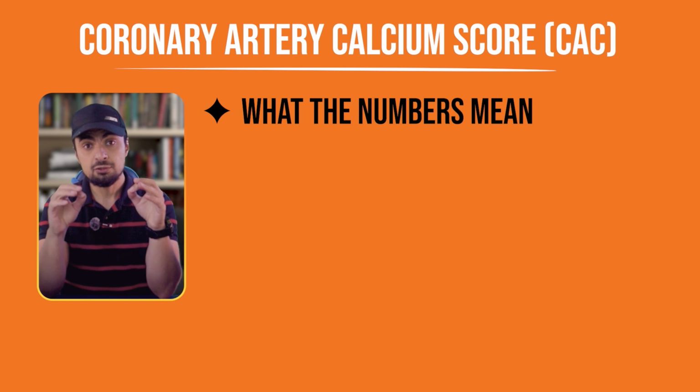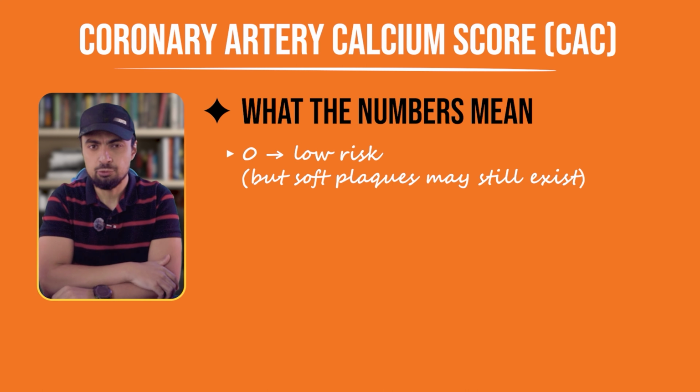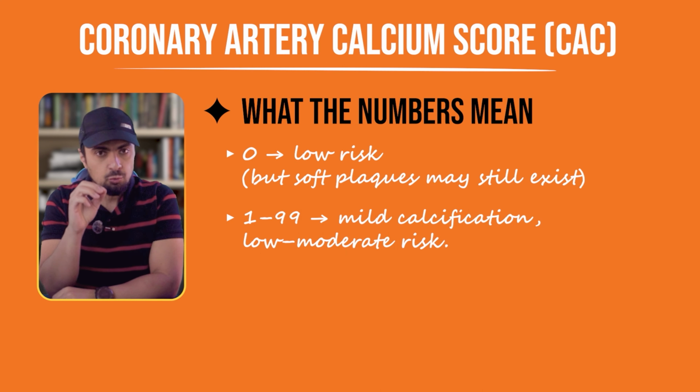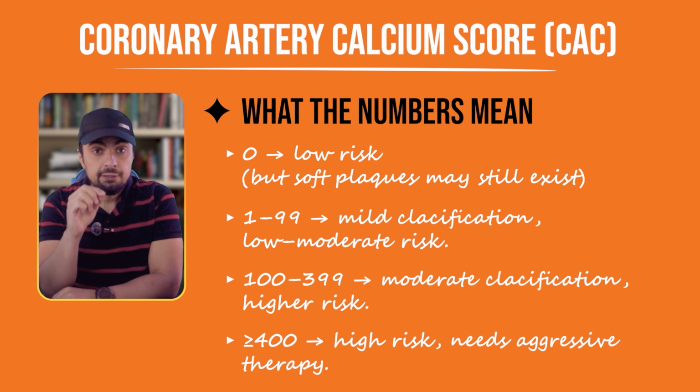So briefly, what the numbers of the CAC score mean: if you have a score of 0, you're low risk, but still not immune to soft plaque risk. If your calcium score is 1 to 99, that means you have mild calcification, generally low to moderate risk, but follow-up and lifestyle optimization are important. If your score is 100 to 399, that's considered moderate calcification, which is significantly higher risk and warrants aggressive risk factor management. If your score is greater than or equal to 400, that means you have high calcification with a very high risk of coronary event.